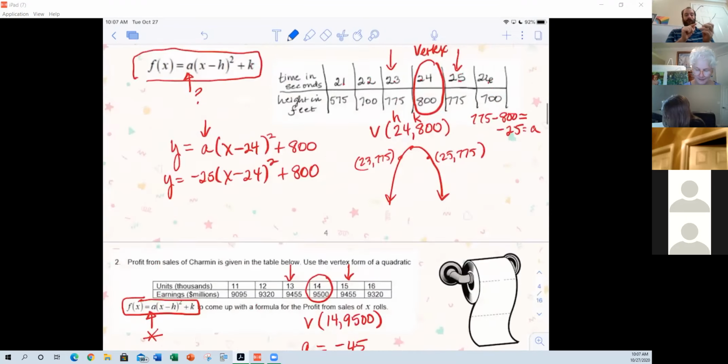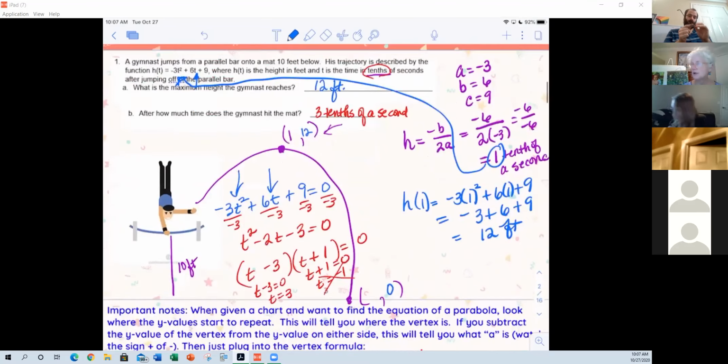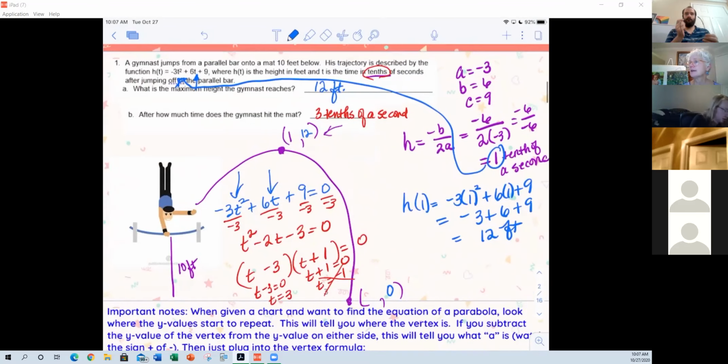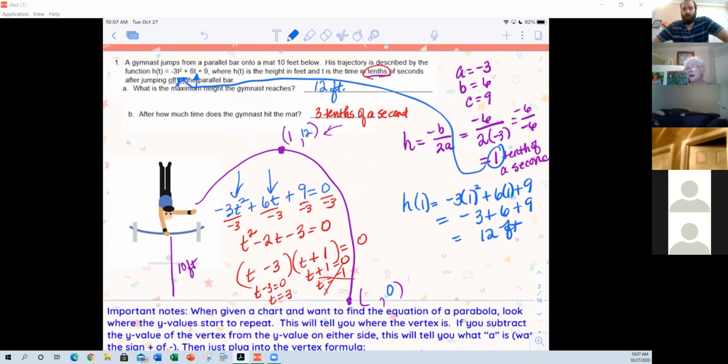The first one is very similar to the last one, except that it is in standard form, and you have to know the formula, opposite of b over 2a, to find the time. Then to find the height, you plug that back into the problem. And to find out how much time it takes for the gymnast to hit the mat, we set the equation equal to 0.